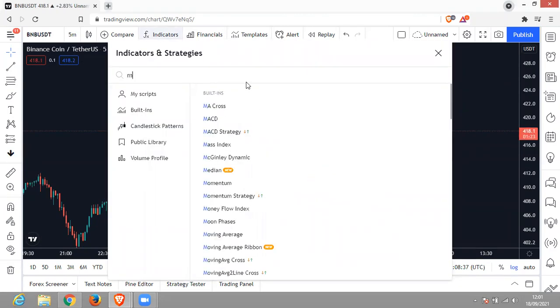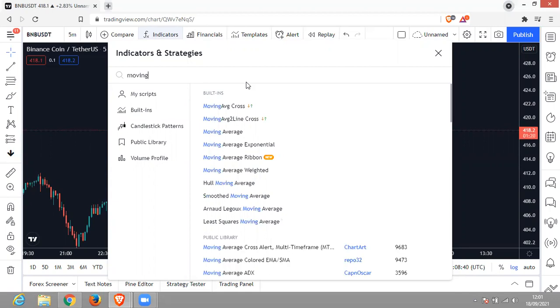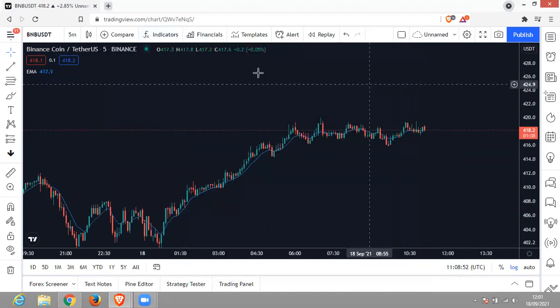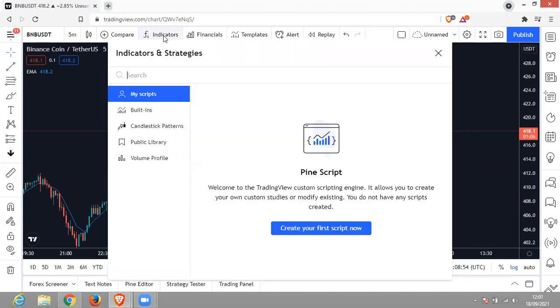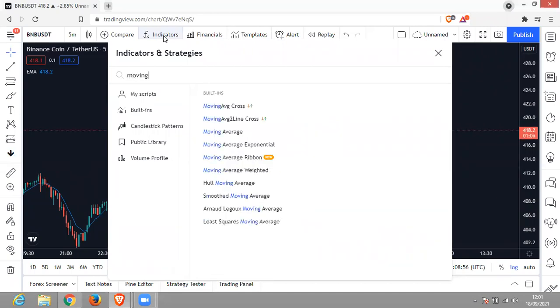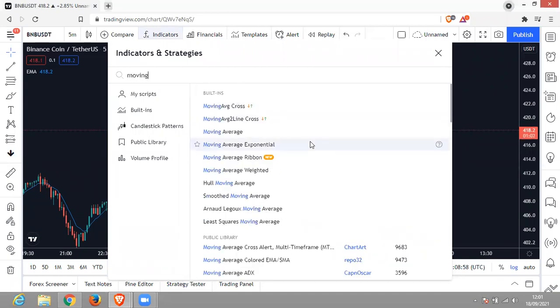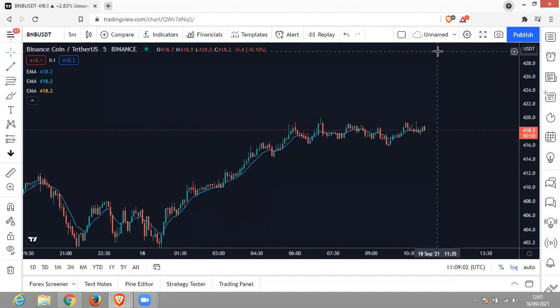So I'm going to write moving average here. I am going to be choosing the moving average exponential. This is TradingView, and you can also do that on your Binance. So I said I'm going to add 3. So I'm going to click it 3 times. I have one already, so it's 2 and 3. So automatically I should have 3 moving averages on my chart. This is 1, 2, 3.